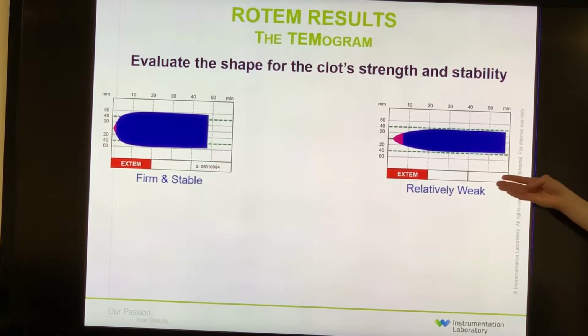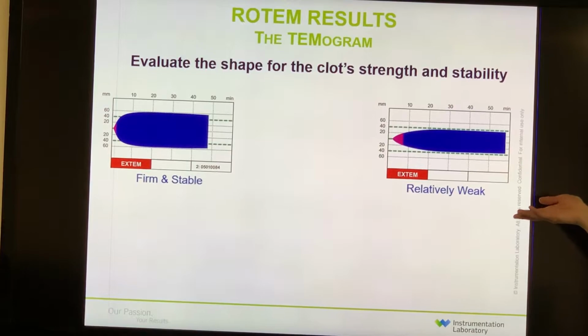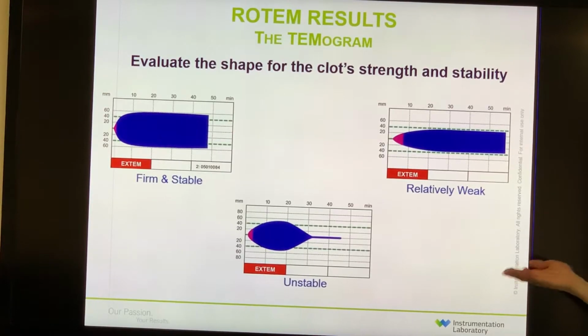Versus the bullet shape, so a little bit lower amplitude with that blue in between the dotted green lines. It looks like a bullet shape, so much like a bullet, not as good for the patient. This clot's not as good for the patient. And then the unstable looks a little bit like a fish. So clots forming and then being broken down before it can be effective, or the pins not getting much movement and then getting more movement.